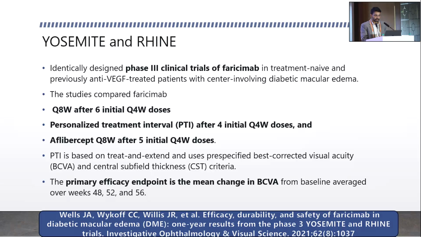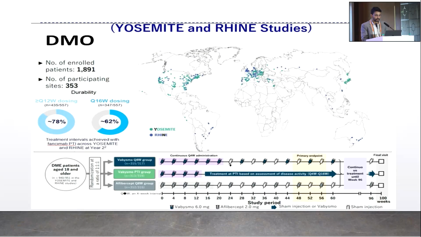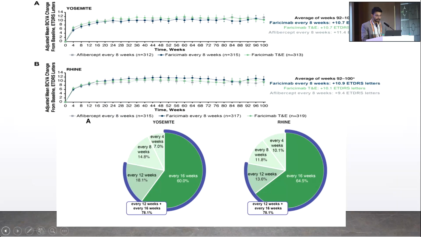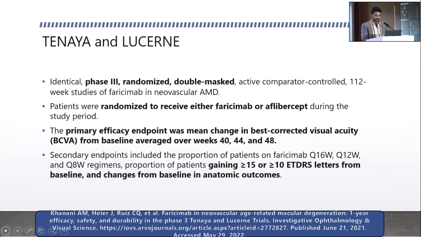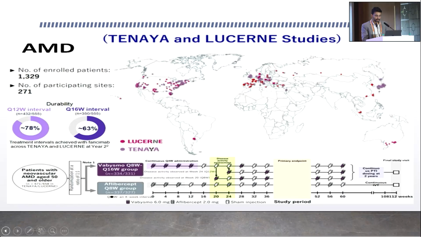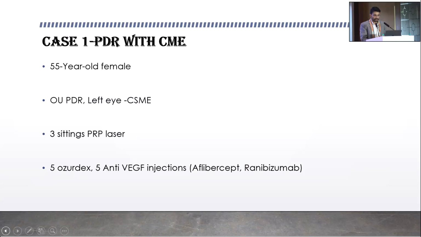We've all gone through these clinical trials, YOSEMITE and RHINE, and they concluded with a durability of almost 62% of patients who can be injected 16 weekly. TENAYA and LUCERNE were also done, and they also concluded that around 63% of patients can go up to 16 weekly dosing. Coming on to our cases, our first case is a 55-year-old female with bilateral PDR.